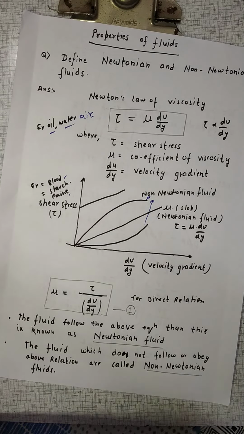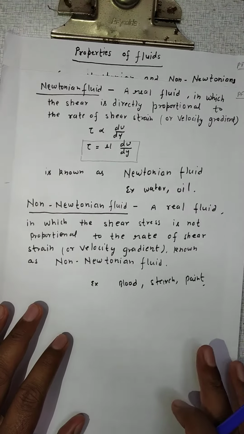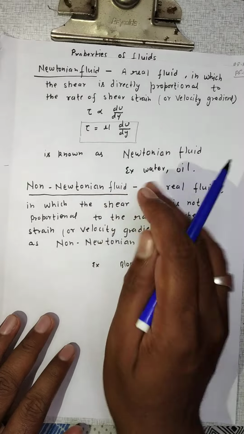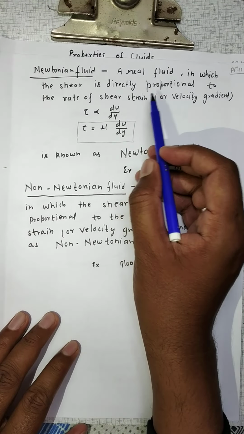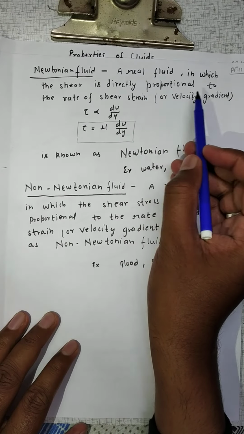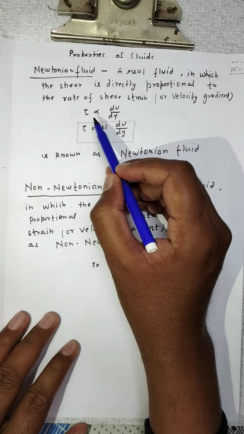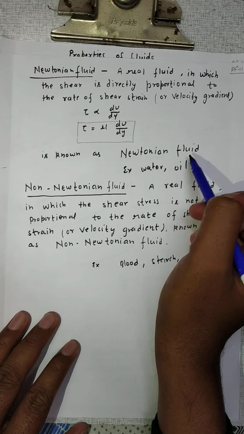We can define the same thing in a proper manner, in definition form. Friends, a Newtonian fluid is a real fluid in which the shear stress is directly proportional to the rate of shear strain, or velocity gradient. It means tau is proportional to du by dy. That type of fluid is known as a Newtonian fluid.